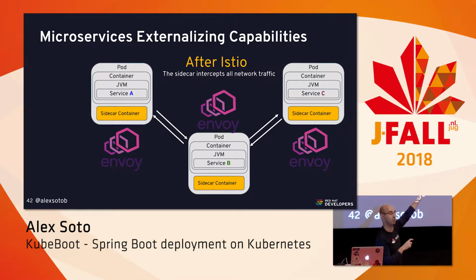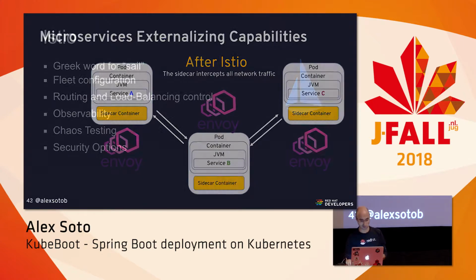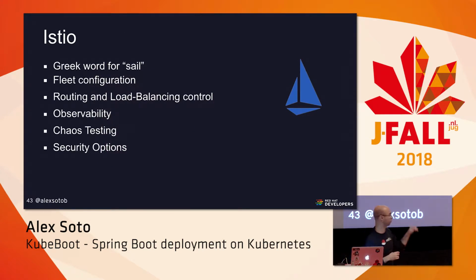And then this Envoy proxy does things. What things can you do with Istio? For example, routing and load balancing control. So you can define a canary release saying, I want 1% of the traffic to go to service A version 1, and 99% of the traffic to go to service A version 2. You have observability. By default, without doing anything, you have Prometheus, Grafana, and OpenTracing up and running for all your services. You don't need to configure anything. It just works. You can also do chaos testing.